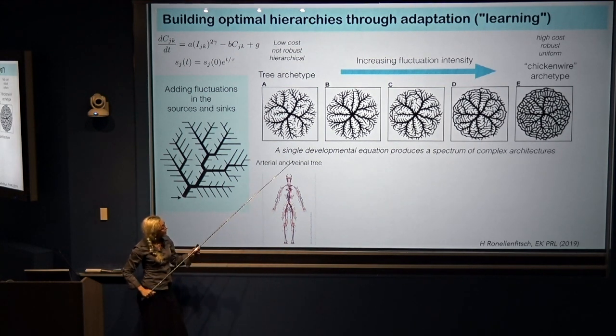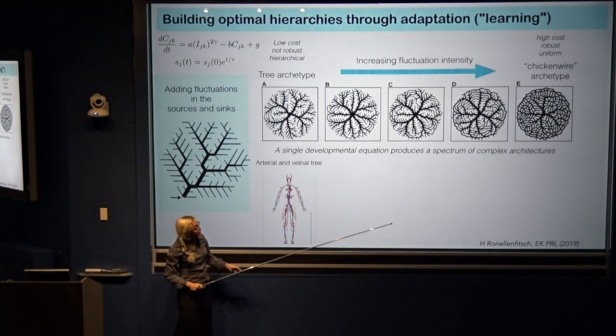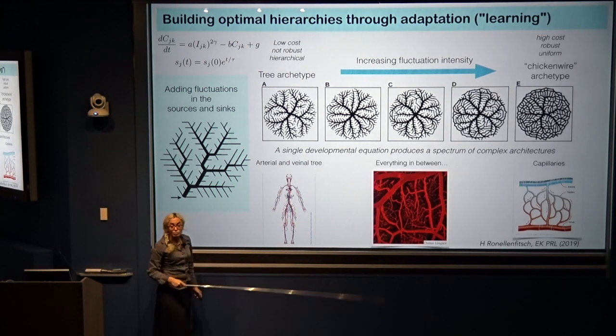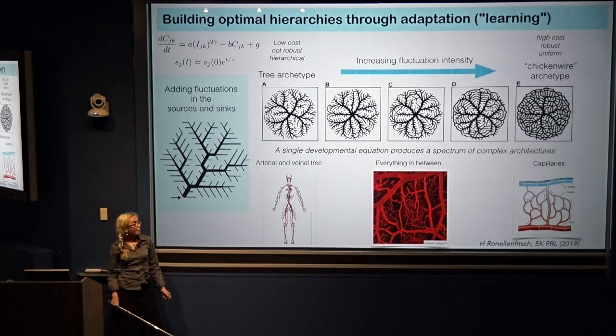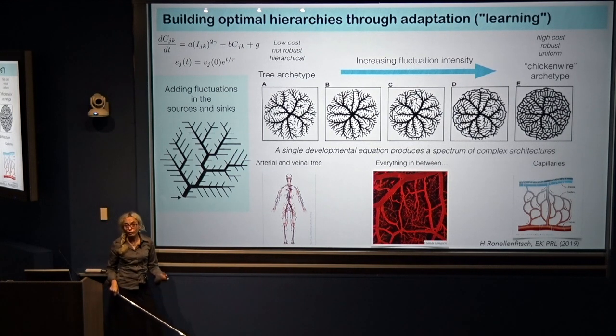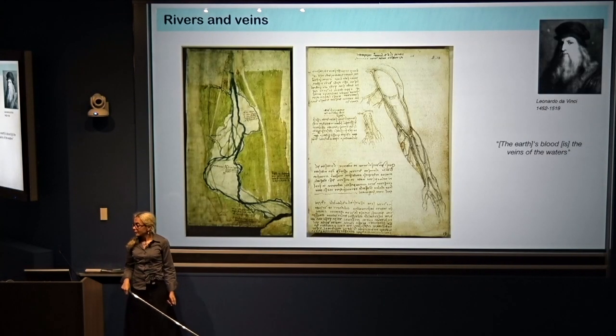And here, on this side, with the same equation, I get something which is reminiscent of the arterial and the venal tree. Right here, I can get the capillaries, and everything in between with a single equation. So this essentially dynamics in networks allows me to explore a very rich space of morphotypes.